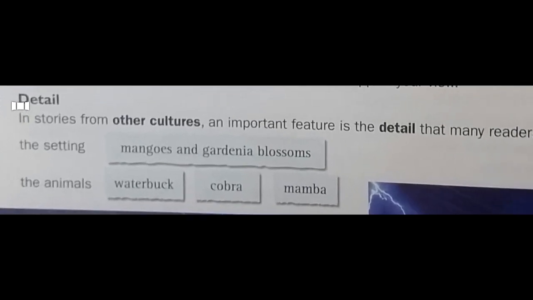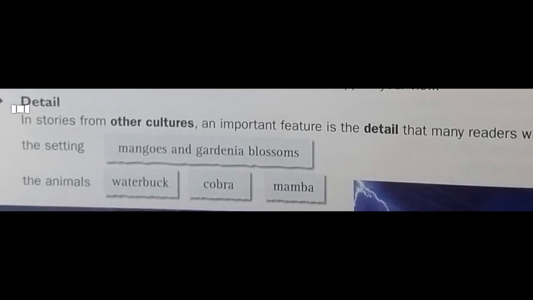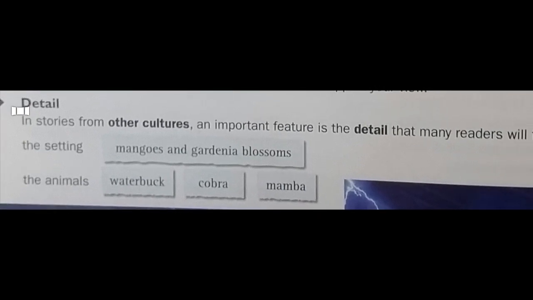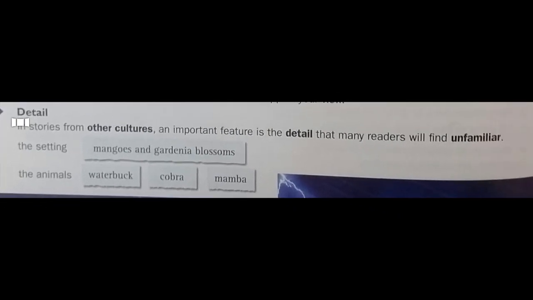The setting has mangoes and gardenia blossoms. We have details of the setting. And the animals, the water buck, the cobra, the mamba. For me, the mamba was unfamiliar. I didn't know there was a snake that's called mamba. Okay? And we don't have water buck in Jordan, for example. Or maybe we have, I don't know.